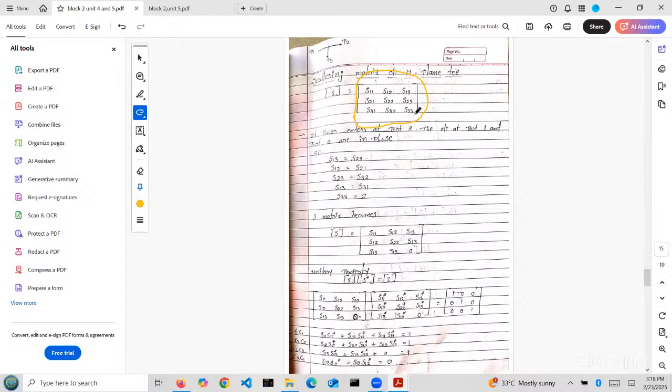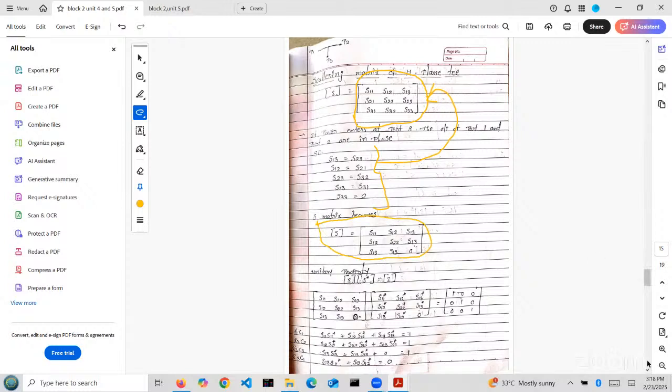Same way as we wrote conditions before, the same type of conditions I am choosing here also. The conditions are S13 equal to S23, S12 equal to S21, S23 equal to S32, S13 equal to S31, S33 equal to 0. Substitute all these conditions in the 3 by 3 matrix. After substitution, we get the new matrix.